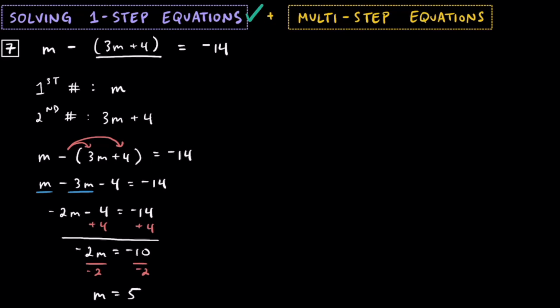So let's say, what is our first number here? Well, for this first one, that is just going to be 5. So m is 5. That's the first number. And for the second number here, 3 times 5 is 15. 15 plus 4 is going to be 19. So what's the difference between 5 and 19? Well, 5 minus 19 is negative 14. So that's the difference. So that works out.